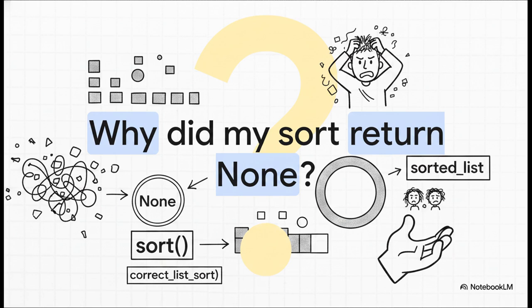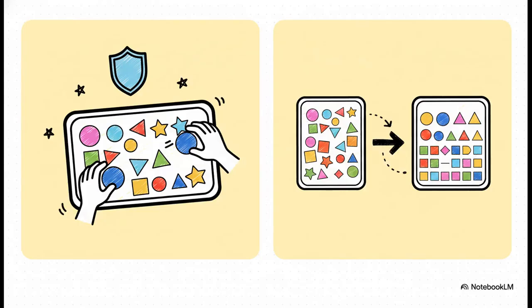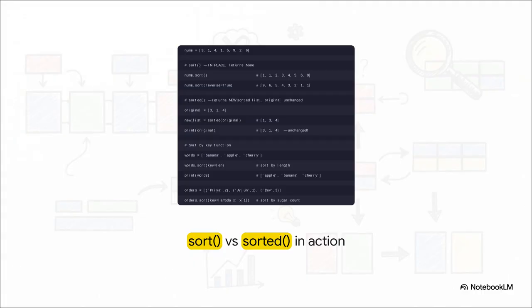So why exactly does Python do this to us? Well, spoiler alert, it isn't a bug, it's a very intentional design choice. Python deliberately returns None for the sort method to protect you. It stops you from accidentally overwriting your original list variable, and it saves memory by modifying the list right there in place. On the flip side, the built-in function sorted leaves your original list totally untouched and hands you a brand new separate copy. You can clearly see this in action here.